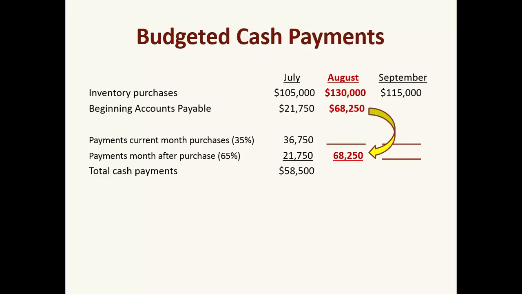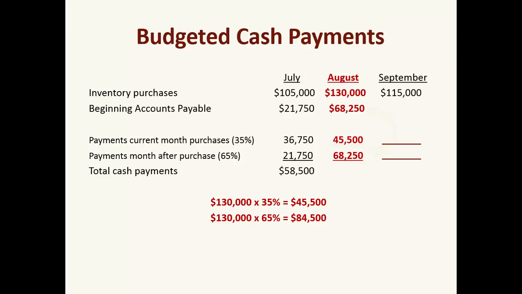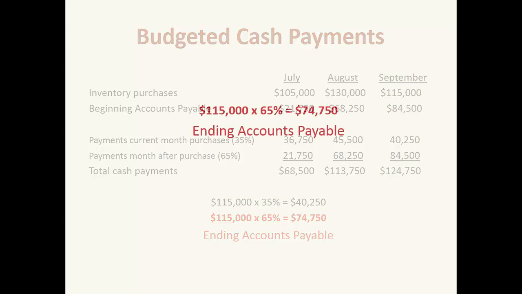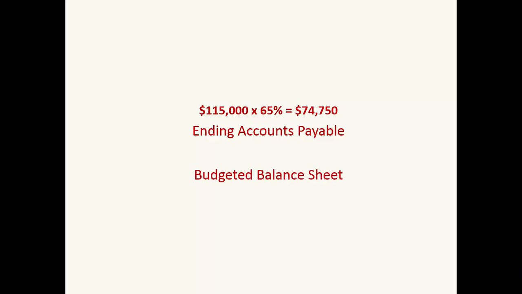August, that's $68,250. From July, you pay in August, bring the number down. Then that 35% of this month's purchases, $45,500, are going to be paid in August. The remaining is carried over to September. Same thing, bring the numbers down. And these are your budgeted cash payments for merchandise purchases for July, August, and September. And the remaining 65%, that's going to be in your budgeted balance sheet.